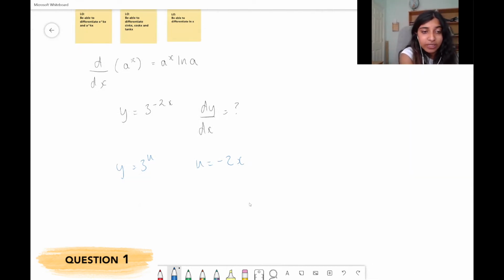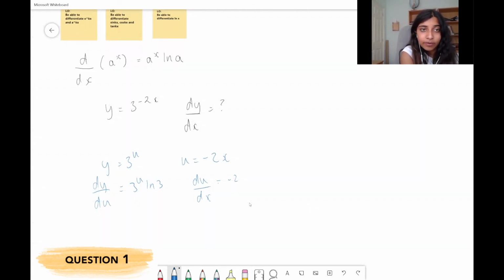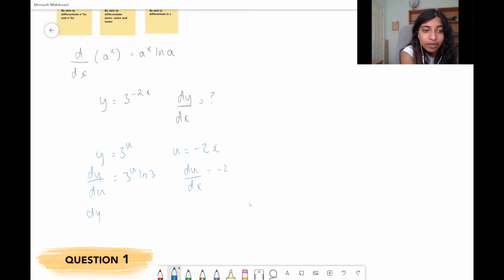So now if we differentiate each of them, if we do dy over du, we just use this formula, so we just get 3 to the power of u ln 3. Then if we do du over dx, that would just be equal to minus 2. So now if you remember from the chain rule, dy over dx is just equal to dy over du times du over dx. These would cancel. So if you just multiply them together, you get 3 to the power of u ln 3 times minus 2.